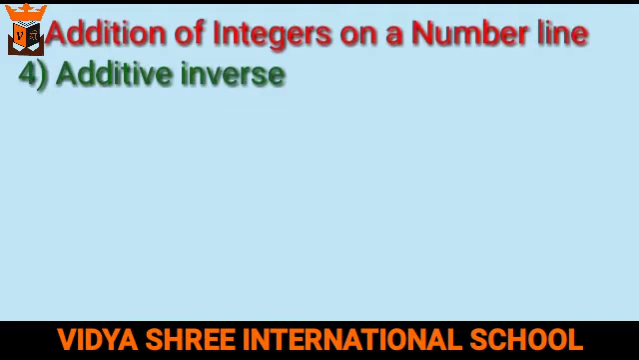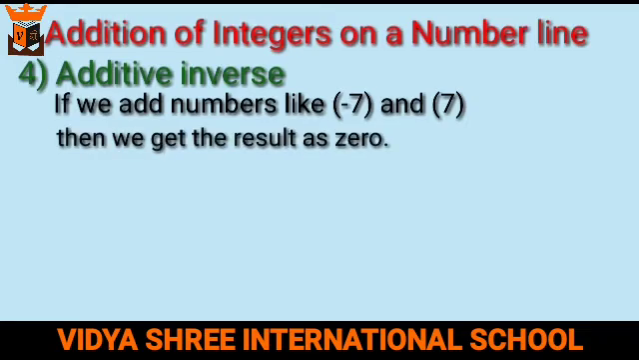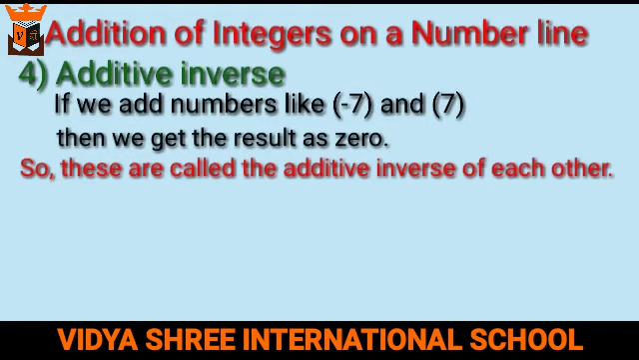Additive inverse. If we add numbers like minus 7 and 7, then we get the result as 0. So these are called the additive inverse of each other.